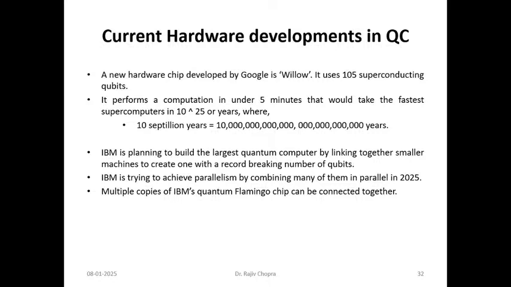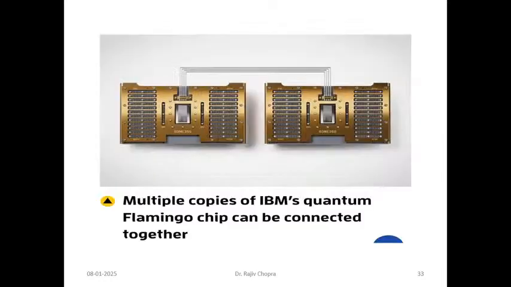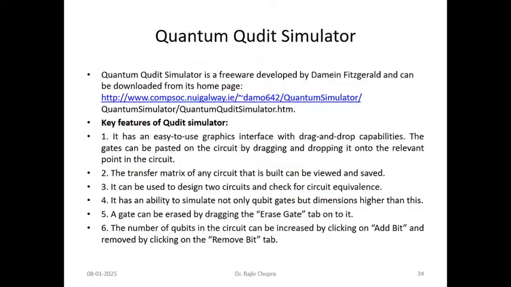IBM is now also planning to achieve the same thing, and what they have done is integrate a few chips together, like this one. This is the IBM Quantum Flamingo chip in this next slide, which can be connected together. They have done this experiment on two IBM chips, and they will be extending it further this year itself. So this is how the new hardware is coming, and naturally with this, some changes in programming languages may also be required.